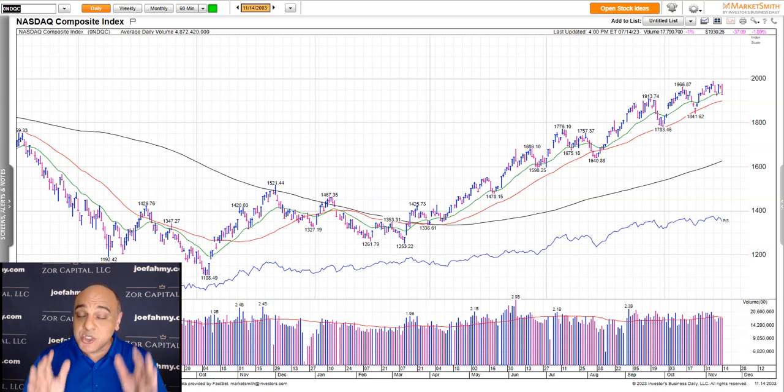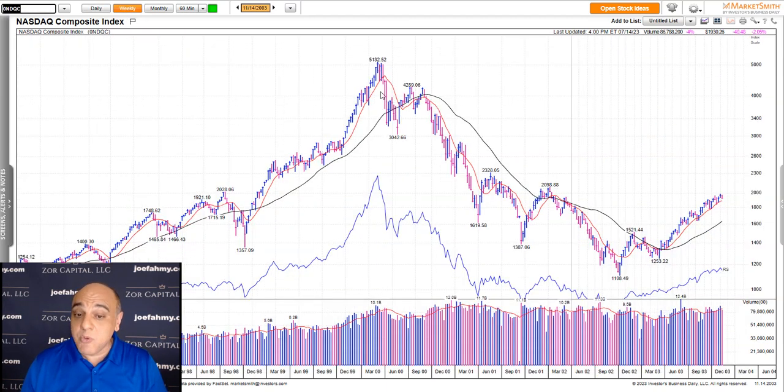So I'm starting with a chart of the Nasdaq Composite from 20 years ago, and I'm going to try to break it down into 4 simple steps. Let's go to a weekly chart. Step number 1 is a prior bear market. It started after the dot-com collapse and continued after 9/11.